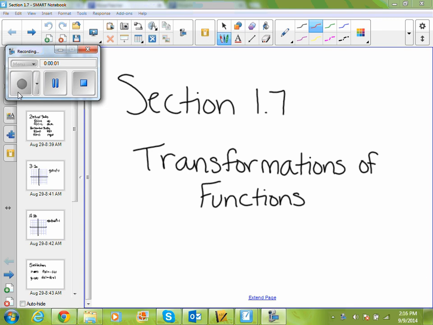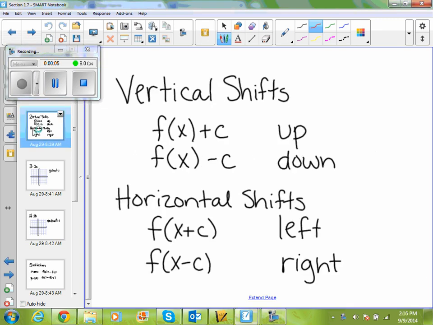Okay, so we're going to look at 1.7, which is transformations of functions. There are multiple kinds of transformations of functions. The first type is a vertical shift. Like f of x plus c, when you're adding something to the function, that moves your graph up. It's a vertical shift up. f of x minus c is going to be a vertical shift down, so you would go down c units.